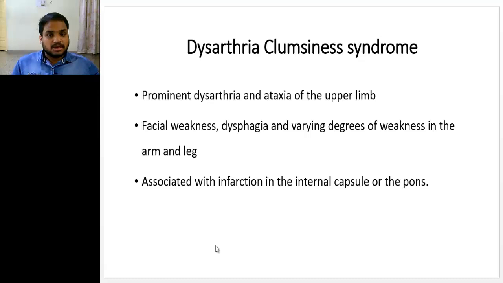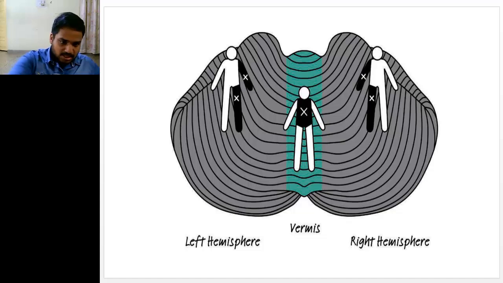Another syndrome is the Dysarthria Clumsiness syndrome. That is, there is prominent dysarthria as well as ataxia of the upper limb, and the facial weakness and dysphagia, and there would be varying degrees of weakness in the arm as well as the leg, right? And this is associated with infarction in the internal capsule or the pons, right? So since we are always hearing about this ataxia, I will just tell you about the cerebellum also, just short.